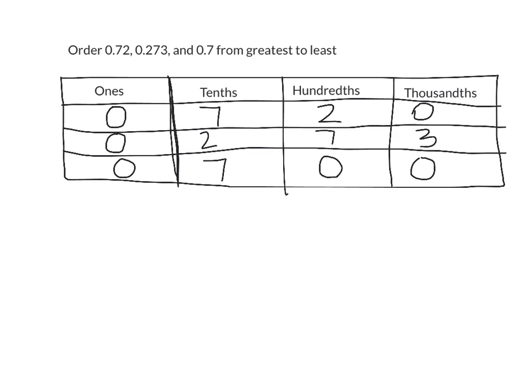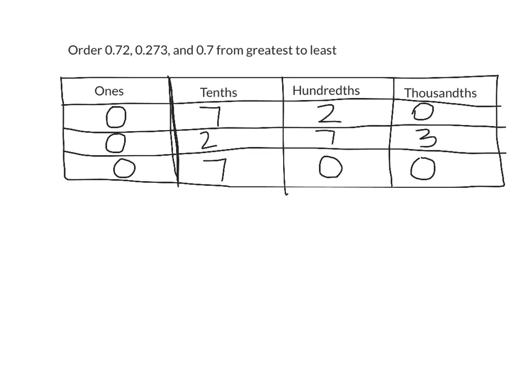Since all three numbers have a 0 in the ones place, that means that we need to move to the next largest place value, which would be the tenths place. So we look at our digits in the tenths place. We have a 7, a 2, and a 7. So we can figure out what the smallest number would be. That would be 273 thousandths, because 2 is less than 7.